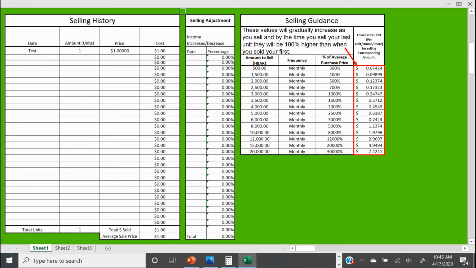Why? Simple. The first unit, H-bar in our example, that you sell is less precious than your last. Essentially, the way the program is set up, when you sell your last H-bar, these limits will be 100% higher than when you sell your first H-bar.